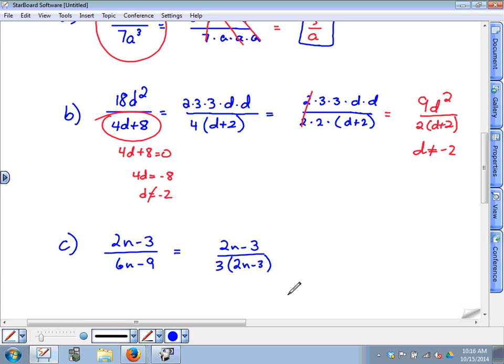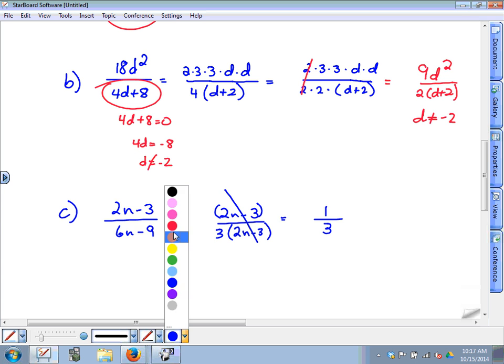You remember how I said you can't cross out parts of a factor, but you can cross out an entire factor as long as there's another factor that matches it? Well, here we have a 2n minus 3 factor, and on the bottom we have a 2n minus 3 factor. Those cross out. You got to be careful, though. The answer is not 3, because 3 is in the denominator. It's 1 over 3. And that's the simplified form.